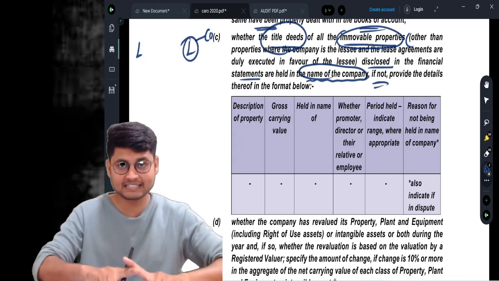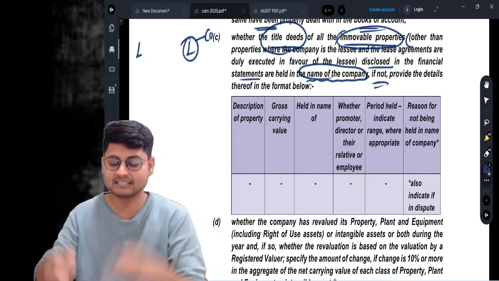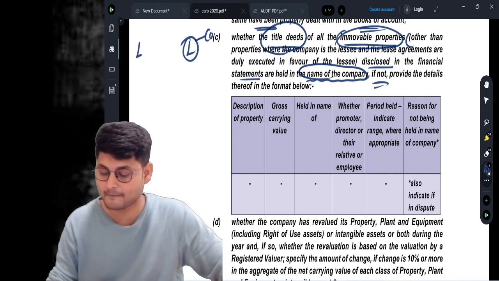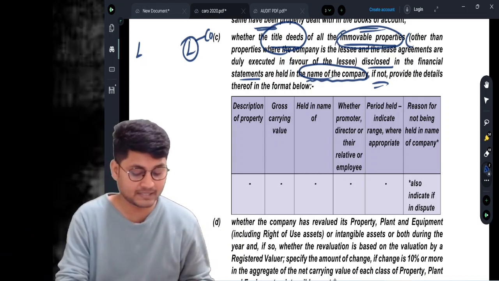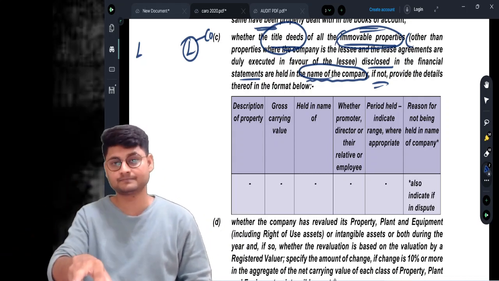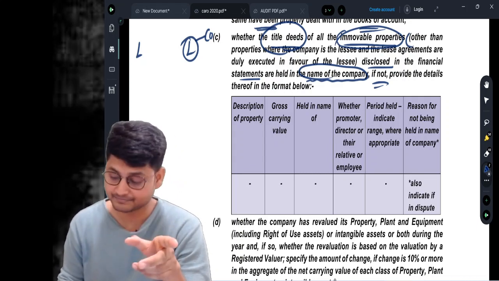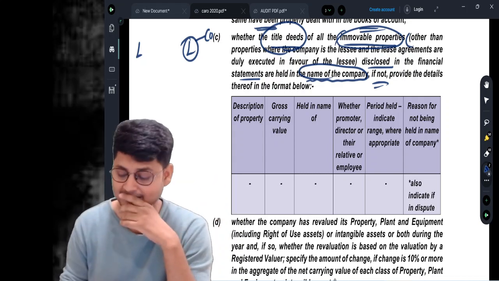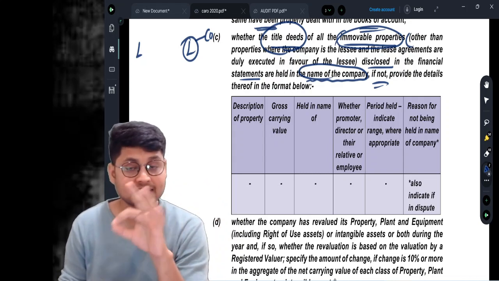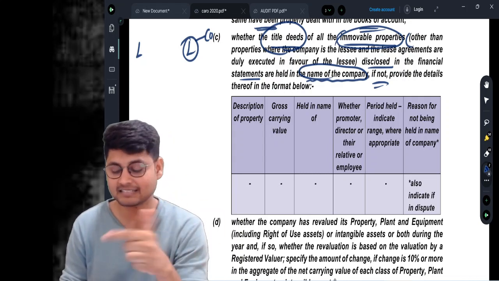For the leased asset where the company is the lessee, if it is there in the balance sheet, then this subclause number C is not applicable. It is only applicable when there are immovable properties other than leased assets, and those immovable properties are disclosed in the financial statements. And whether they are in the name of the company or not. If they are in the name of the promoters or anyone else, then that needs to be reported.